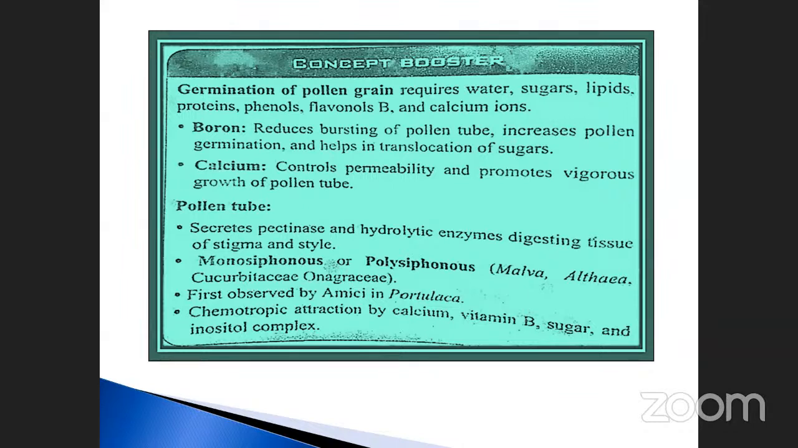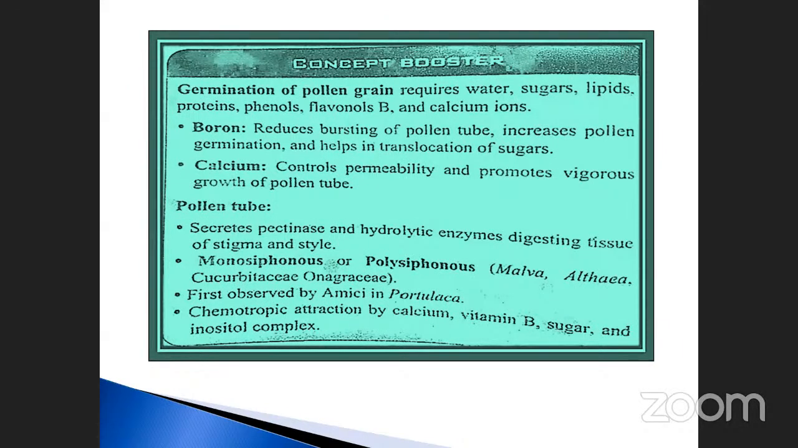This is very, very important. Boron reduces the bursting of pollen tubes, increases pollen germination, and helps in the translocation of sugar. Note it down a thousand times. Boron is also essential for the maturation of the anther. Without maturation, there is no possibility of transfer of pollen grain. That is why it reduces the bursting of pollen tubes. Pollen tubes cannot easily burst when boron is present inside.